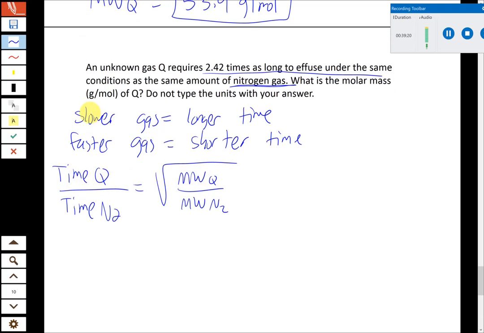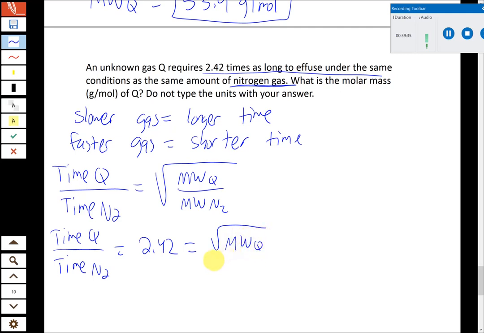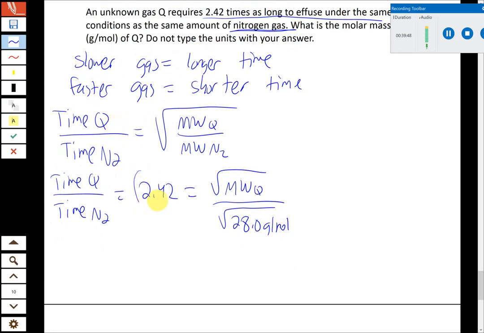So now we can start putting in numbers for this one again. So the time ratio for the unknown over nitrogen is 2.42, and that's going to be equal to the square root of the molar mass of our unknown, which is Q, we don't know what that is, over the square root of the molar mass of nitrogen, which is 28 grams per mole. All right, and so again, same algebra as before. We just square both sides and then cross multiply.